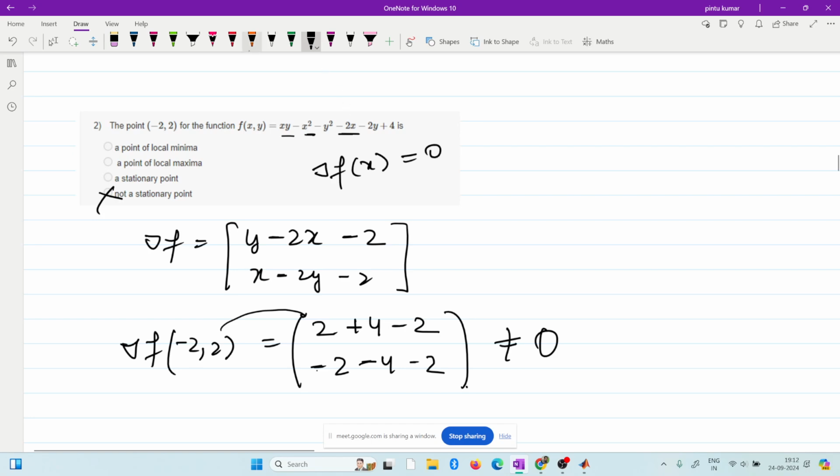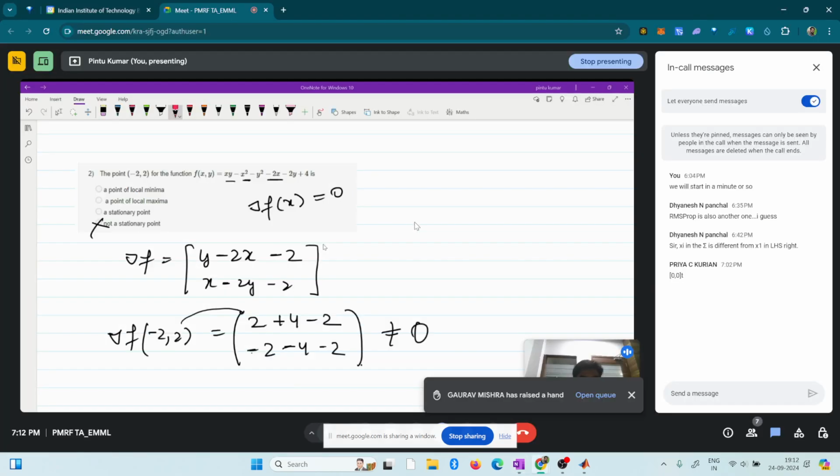I don't know why I chose this example, but let's look at... Did I make some error?